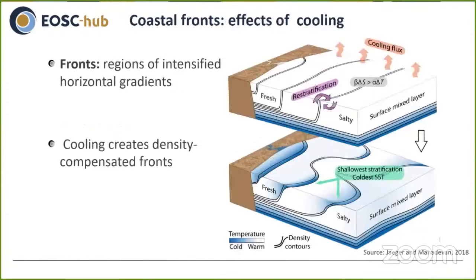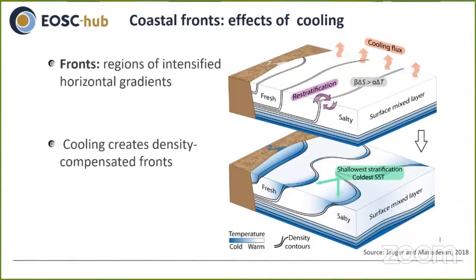Here is another example in coastal fronts. Fronts are regions of intensified horizontal gradients which occur widely in shelf seas and estuaries. Here you can see a figure of the mechanism by which cooling creates density-compensated submesoscale fronts and cold sea surface temperature filaments.